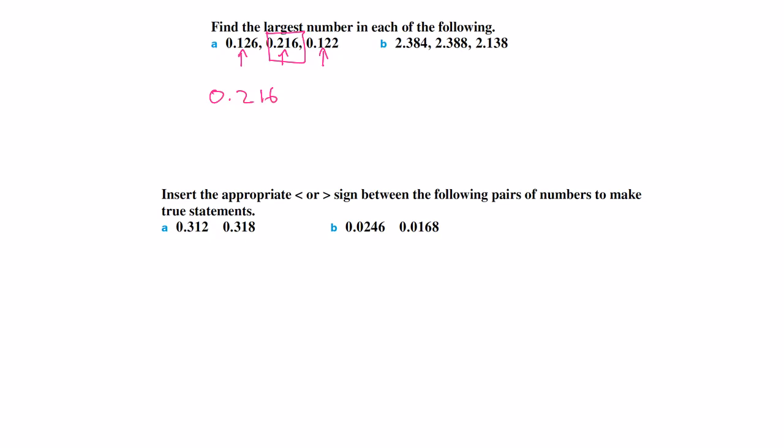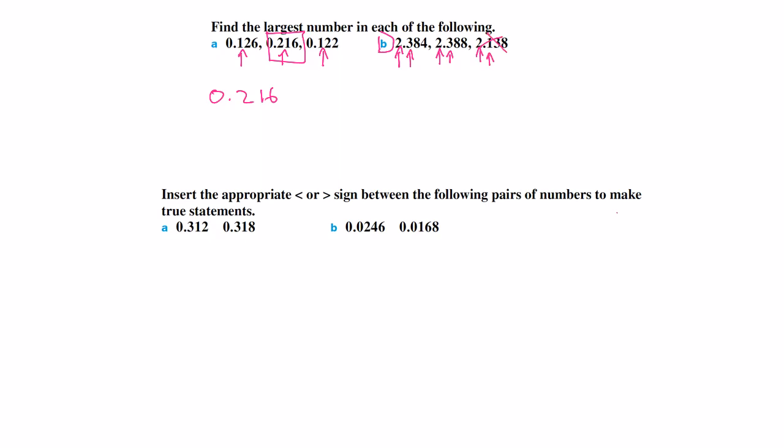So let's look at question B. Now we have to take into account the whole number. So I've got a 2, a 2, and a 2. That means they've all got the same number there. We now have to go to the tenths position. I've got a 3, a 3, and a 1. It means I can count that one out because the 3s are bigger.